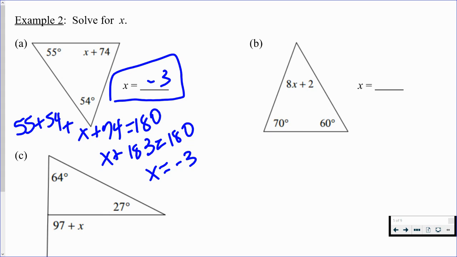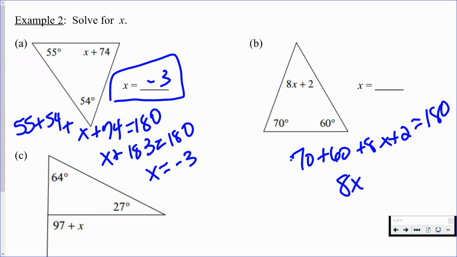Let's take a look at B. In B, we have 8x plus 2, 70 degrees, and 60 degrees. Again, we know that these need to add up to equal 180. So 70 plus 60 plus 8x plus 2 equals 180. Let's combine our like terms. We have an 8x. Now let's look at the numbers. 70 plus 60 plus 2 is 132. Okay, if we take 180 and we subtract 132, that's going to leave us with 48. So 8x equals 48, divide by 8, and x equals 6.